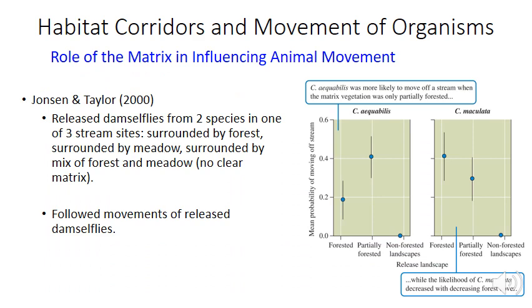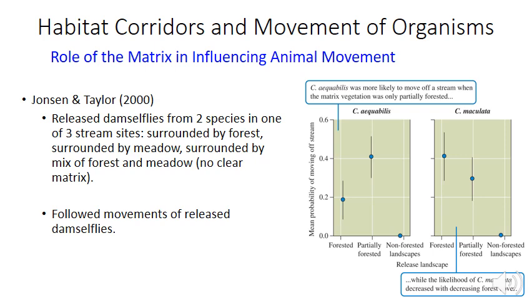This idea that the nature of the matrix will have a significant effect on the movement of animals between habitat patches was shown really nicely by an experiment by Johnson and Taylor in 2000. They studied damselflies, and these damselflies can move happily in stream habitats and also forest habitats. And Johnson and Taylor released damselflies in stream habitats, some of which were surrounded by a matrix of forest, some of them were surrounded by a matrix of meadow habitat, and some of them were surrounded by a mixture of forest and meadow, so there was no clear matrix.